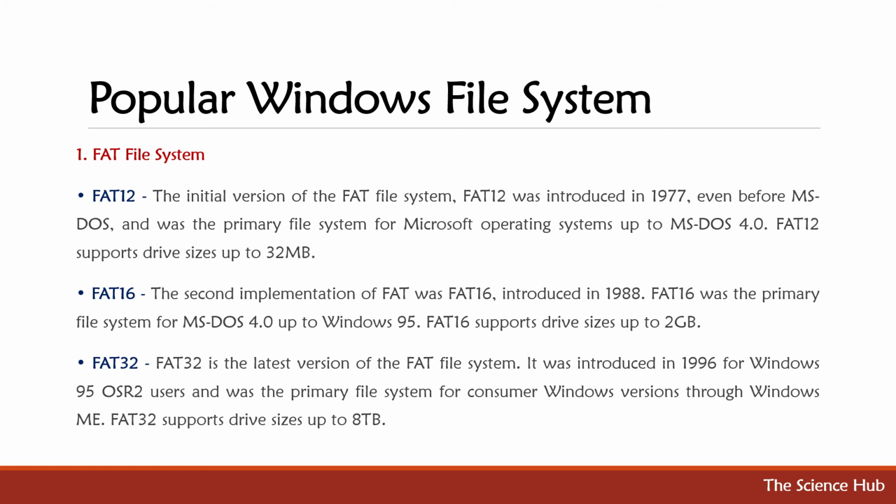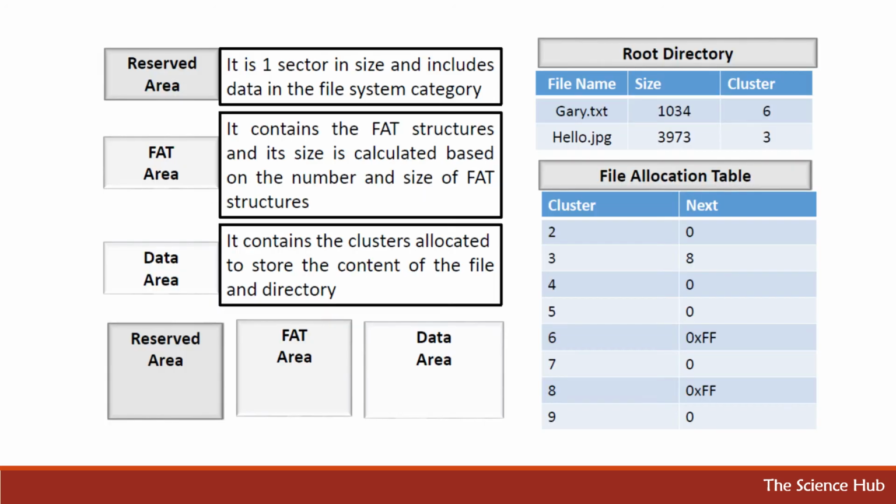And lastly, FAT32. FAT32 is the latest version of the FAT file system. It was introduced in 1996 for Windows 95 OSR2 users and was the primary file system for consumer Windows versions through Windows ME. FAT32 supports drive sizes up to 8 TB. Here FAT means file allocation table. This is a diagram of the FAT file system.